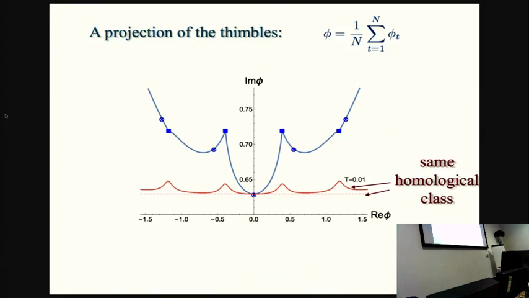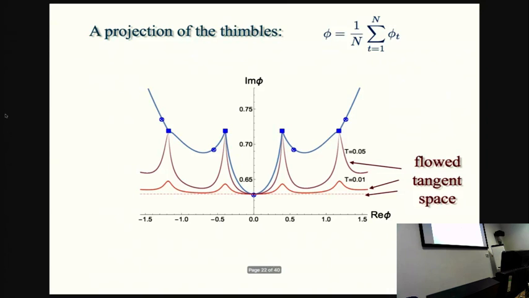When I start from this tangent plane here and evolve a little, I get this surface. That gives the same integral. I can evolve a little more and get another one, and a little more to give another one. So it's approaching the thimbles.